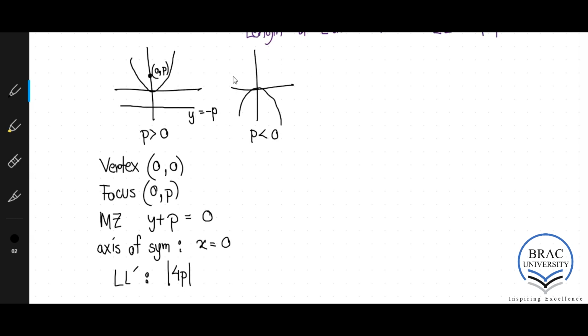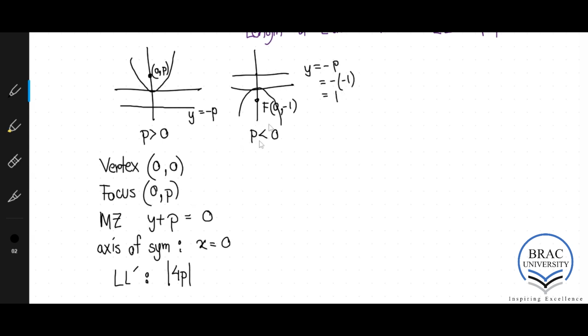And if p is less than 0, I believe you understand that the focus is here, the point is there, and that would follow through. If I place the value of p as a negative number, for example negative 1, 0 comma negative 1, this would make sense, right? 0 comma negative 1, the value of p being negative. And the directrix again, y is equal to negative p. Now if I have a negative number, that would become a positive number, so y equals 1. So that's the directrix.